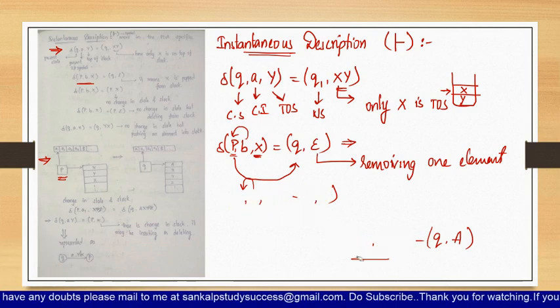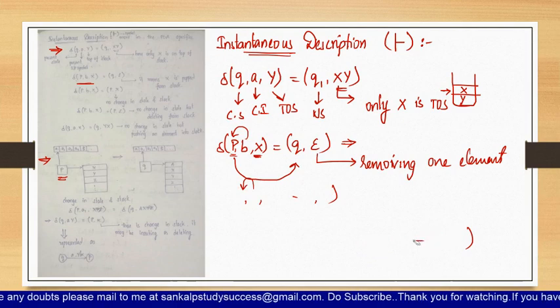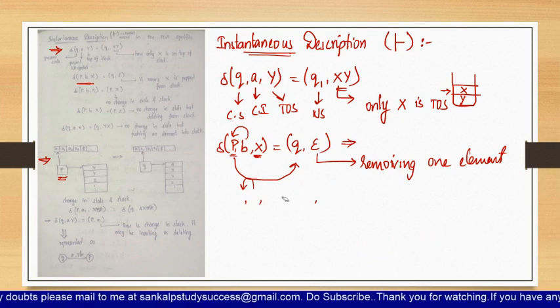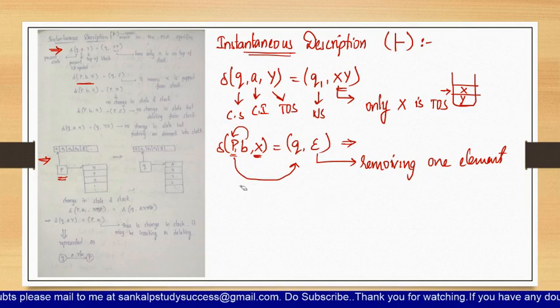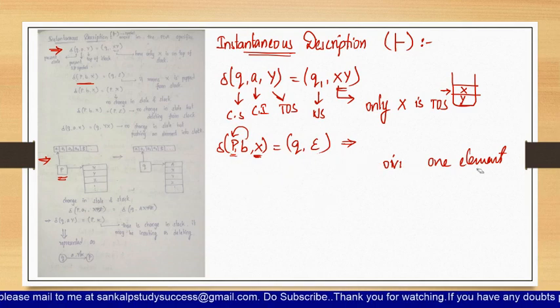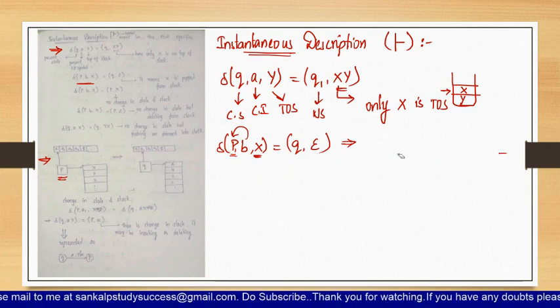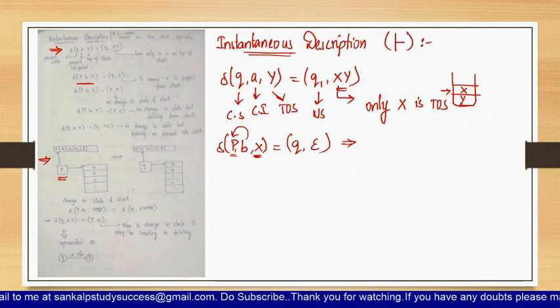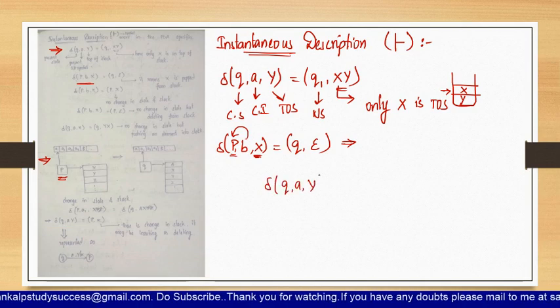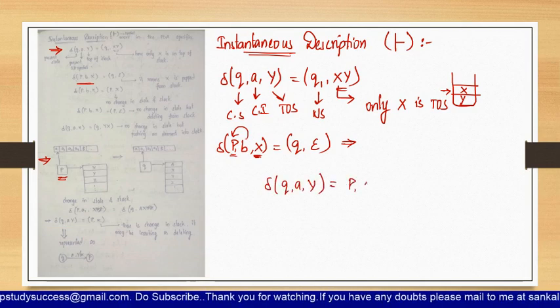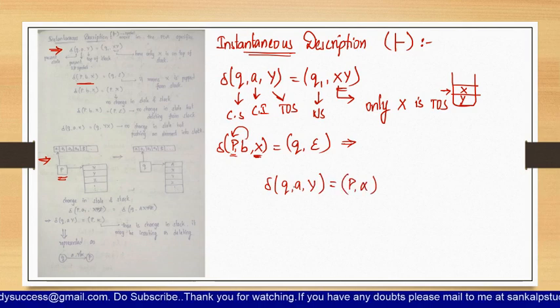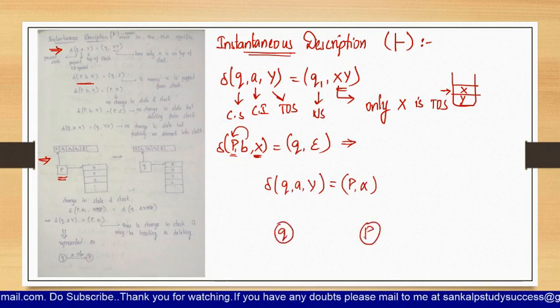For the push down automata, we are going to draw the transition diagram as, see, let me consider one of the instantaneous descriptions, and then we are going to draw the transition diagram for that instantaneous description. So let me take transition of Q comma A comma Y, which is equal to P comma alpha. I'm taking it in this way. So there are two states, Q and P.